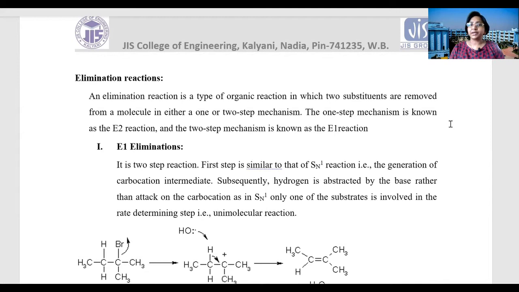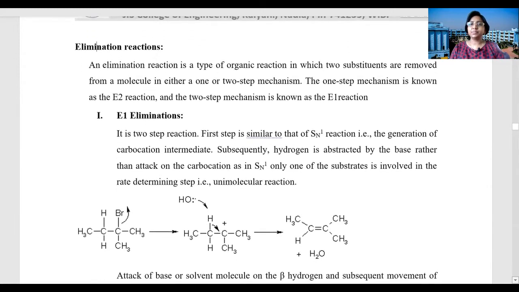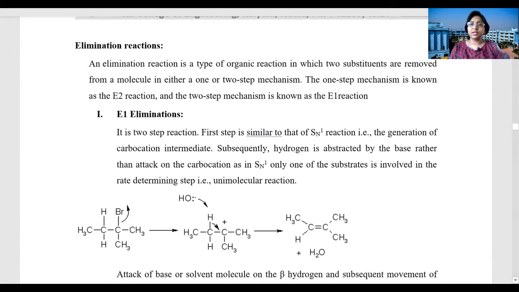An elimination reaction is a type of organic reaction in which 2 substituents are removed from a molecule in either a 1 or 2 step mechanism. The 1 step mechanism is known as E2 reaction and the 2 step mechanism is known as E1 reaction. E1 reaction is similar to the SN1 reaction and E2 is similar to the SN2 reaction.